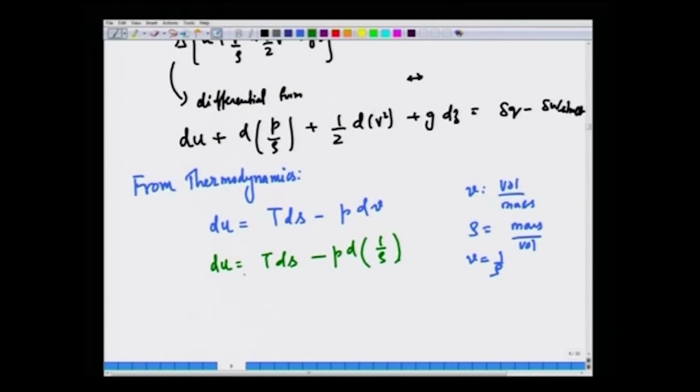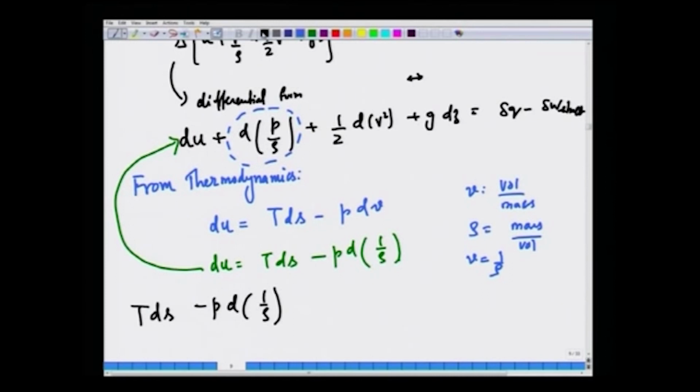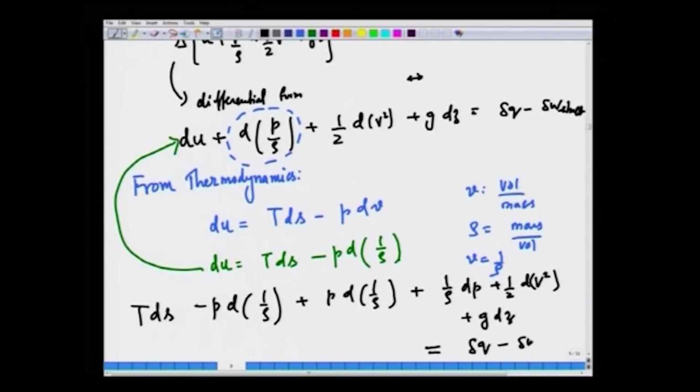Okay. So, I am going to substitute du out here to get T ds, now let me first write, minus P d of 1 over rho. This term out here becomes plus P d of 1 over rho. I am going to differentiate by parts, plus 1 over rho dp, okay, plus half dv squared plus g dz is equal to delta q minus delta w shaft.